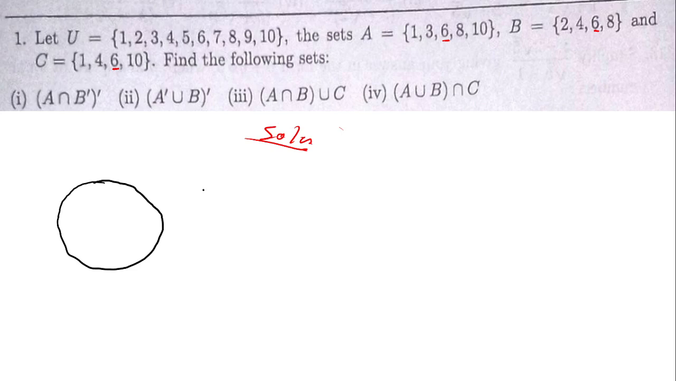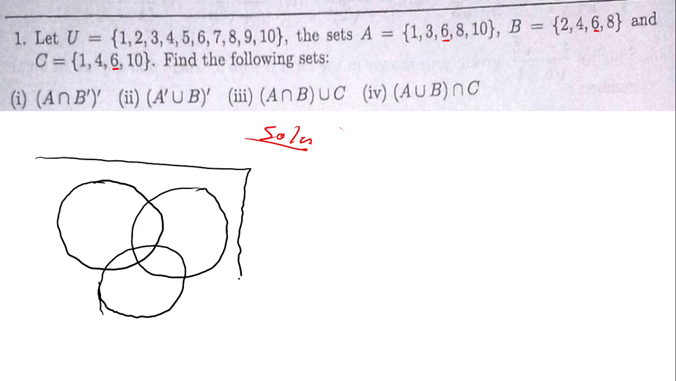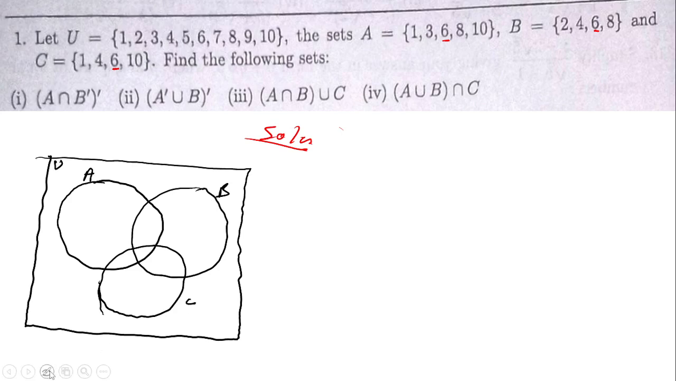With that information, I can easily come up with a Venn diagram which will work very well for me. So I'll put set A and then I'll put set C down there. This is my Venn diagram, and I'll put it into the universal set, since all these 3 sets are simply subsets of the universal set. So this will be our set A, this will be our set B, and this one will be our set C.